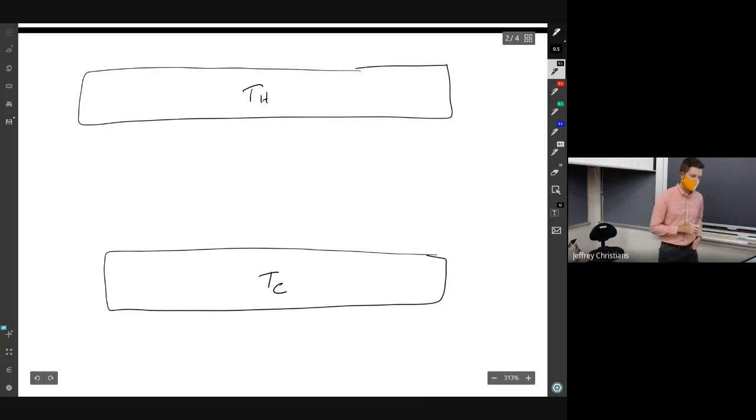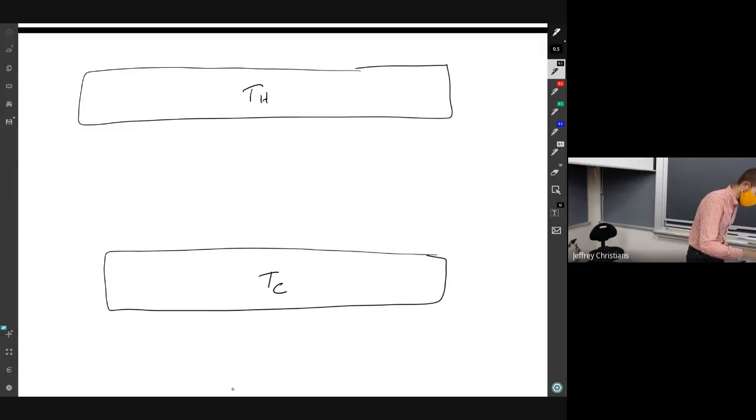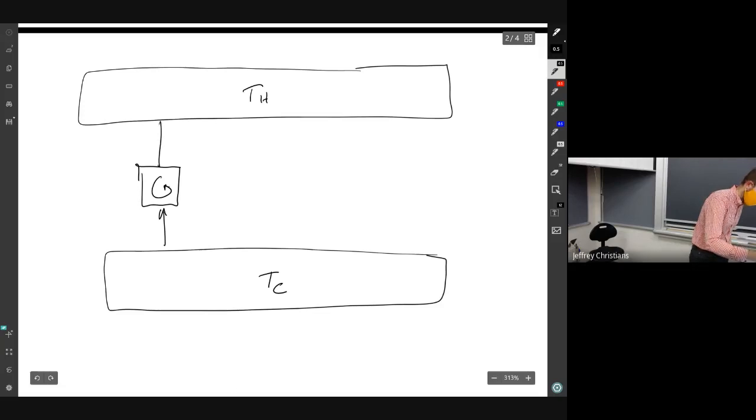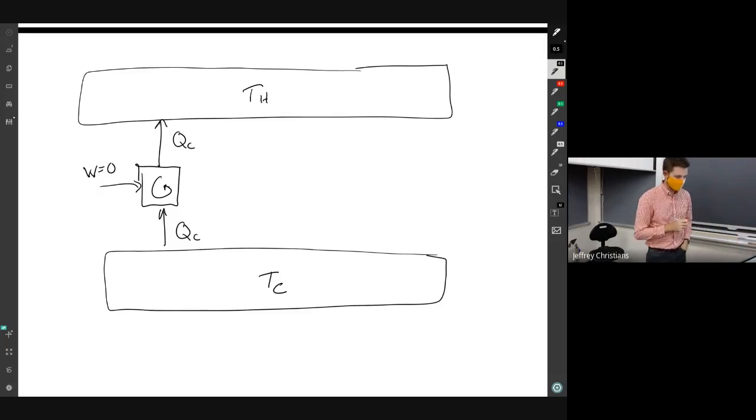We'll call it T hot and T cold still. Let's put over here the Clausius definition. So you have QC, and you have work, no work input.